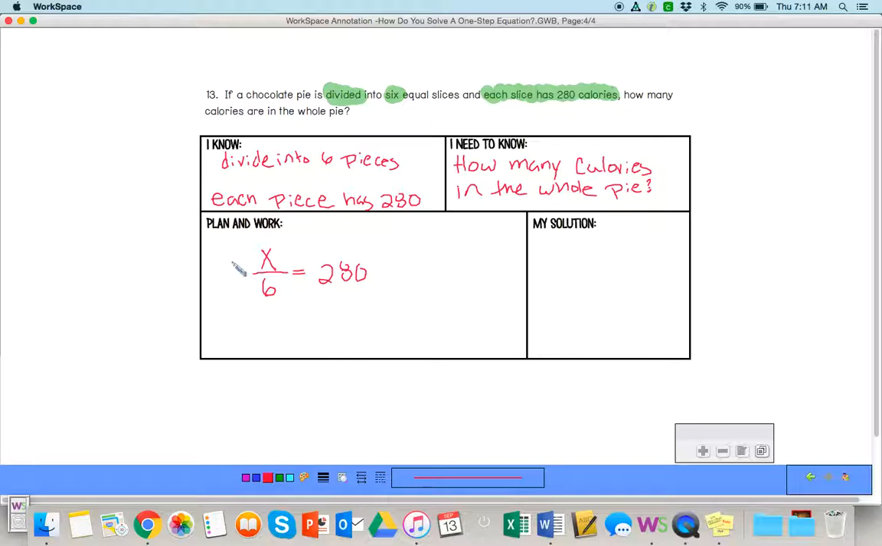So then to solve it, we draw our line. We're going to multiply by 6 on this side. We're going to multiply by 6 on this side. Okay, and you should get 1,680 calories in the whole pie.